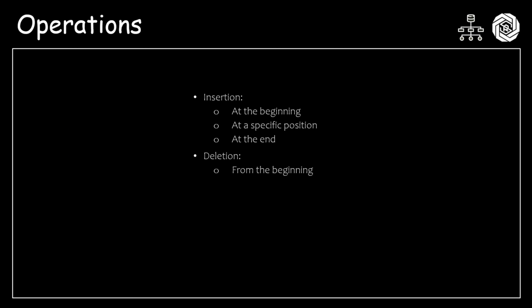A linked list supports several important operations. Insertion. At the beginning. At a specific position. At the end. Deletion. From the beginning. From a specific position. From the end. Display, to print the list. Search, to find an element. Length, to count the total number of nodes.